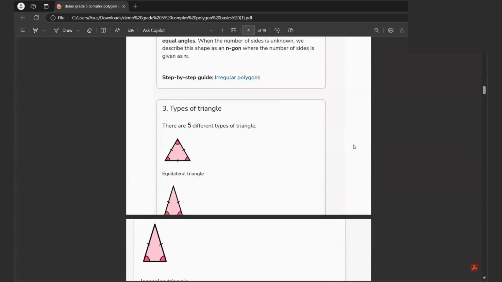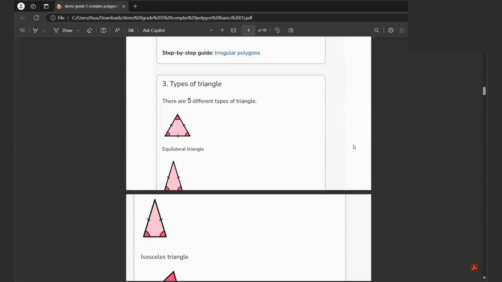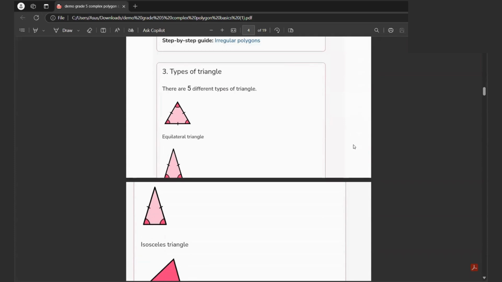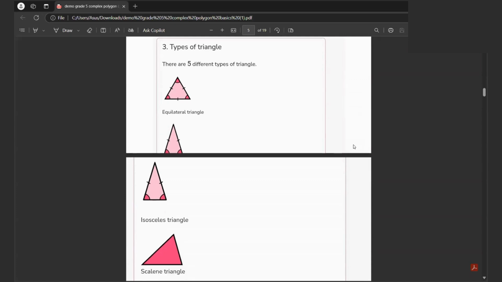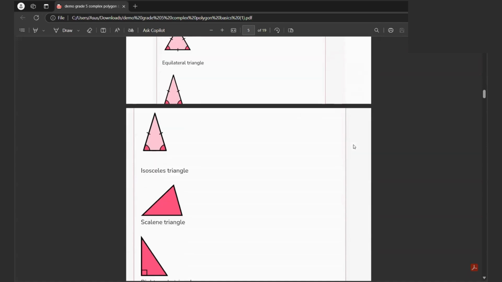Now, when we talk about triangles, based on sides we have three triangles: equilateral, scalene, and isosceles. When all the sides are equal, that's an equilateral triangle. Two sides equal, that's an isosceles triangle. And none of the sides is equal, that is your scalene triangle. Am I right, Kritika? Yes. Okay.